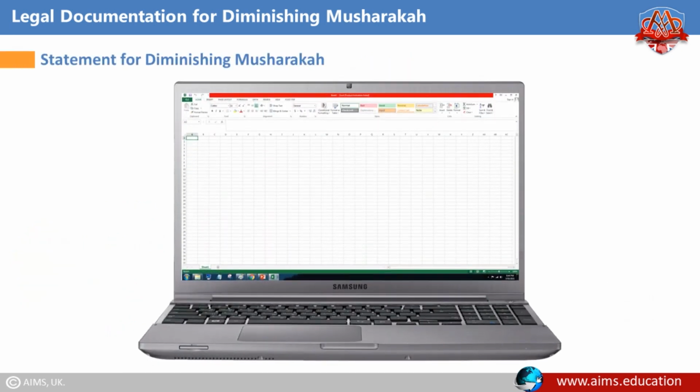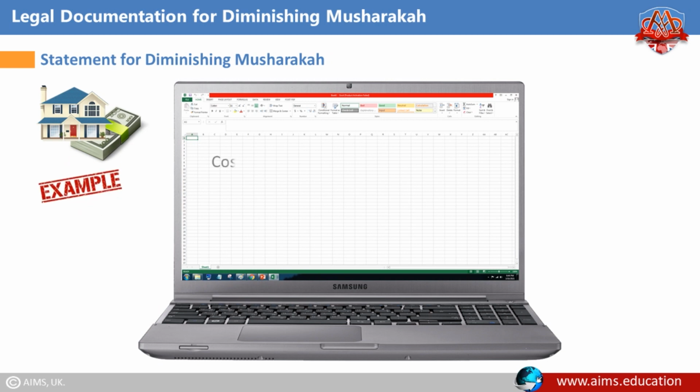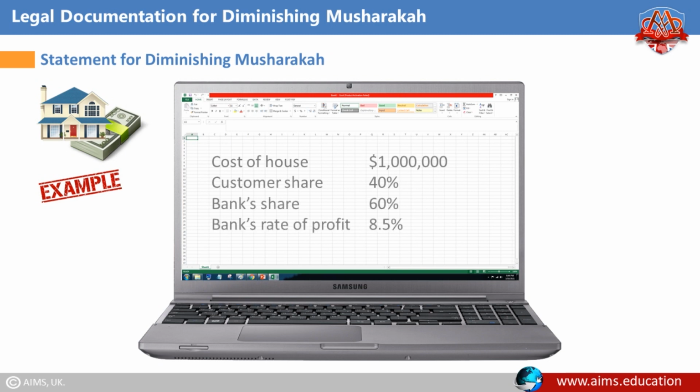Statement for diminishing musharakah. Consider a house financing example. The cost of the house is $1 million. The customer's share is 40%. The bank's share is 60%. The bank's rate of profit is 8.5%, and the financing tenure is 5 years.